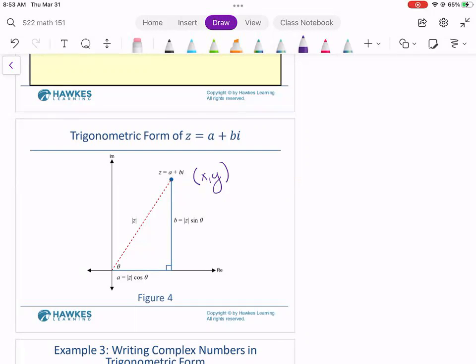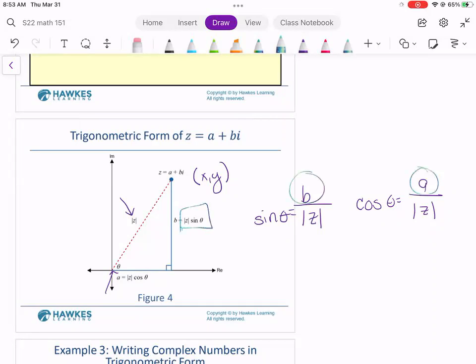If we look at our trigonometry, remember the sine of this theta right here is going to be opposite, which we're calling the height value, our b, divided by the magnitude. Remember, this hypotenuse is going to be the magnitude of the complex number z, and the cosine is going to be a over the magnitude of z. Therefore, we can solve for a and b and write those using the magnitude of z.